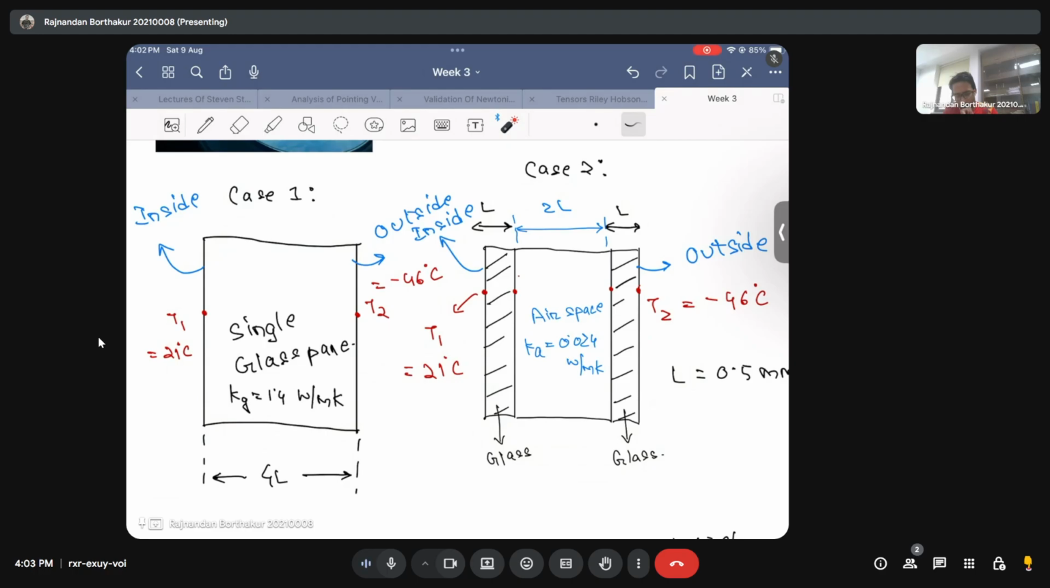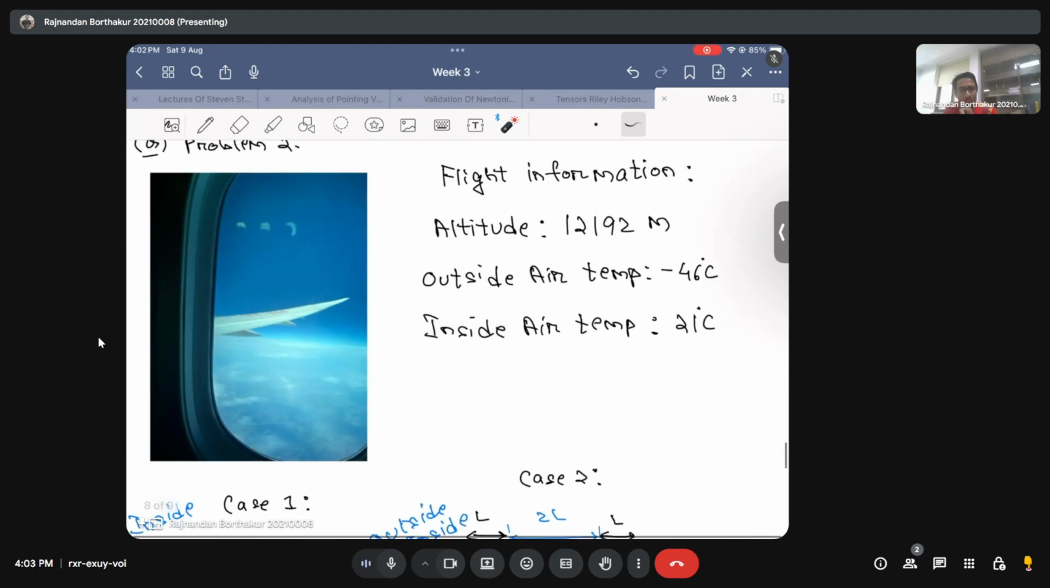Now for some information that I want to provide, this picture is a picture of, I guess, a Boeing 787 series aircraft, and the altitude at which this kind of airplane flies is roughly around 40,000 feet, which is of the order of 12,000 meters. The outside air temperature, that is the temperature of the ambient, is minus 46 degrees Celsius. You can understand how cool it is at this altitude.